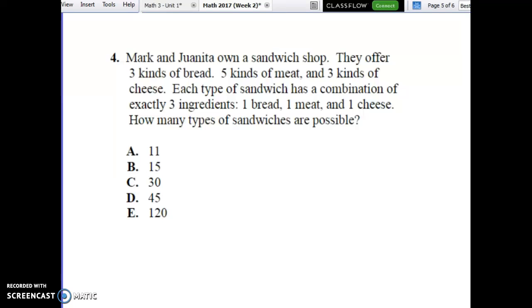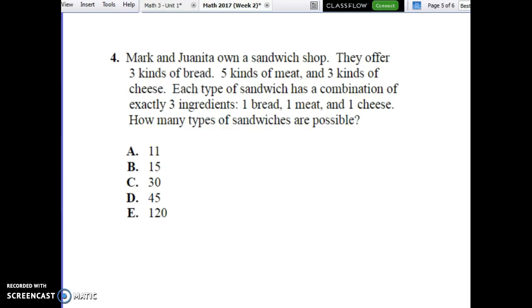On to question number 4. Mark and Juanita own a sandwich shop. They offer 3 kinds of bread, 5 kinds of meat, and 3 kinds of cheese. Each type of sandwich has a combination of exactly 3 ingredients: 1 bread, 1 meat, and 1 cheese. How many types of sandwiches are possible?